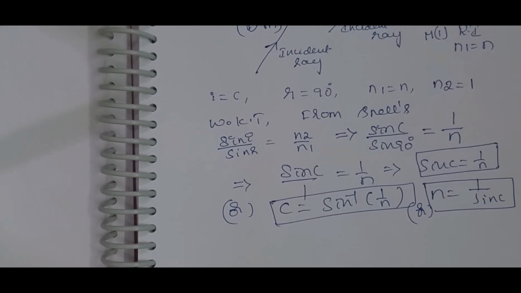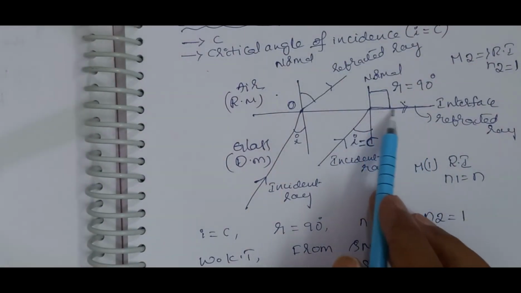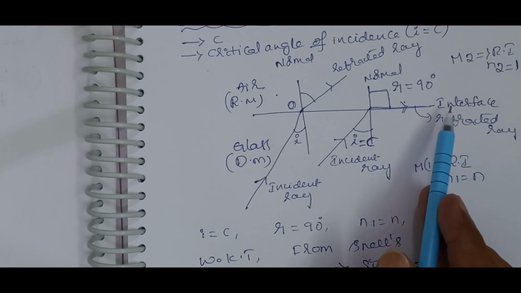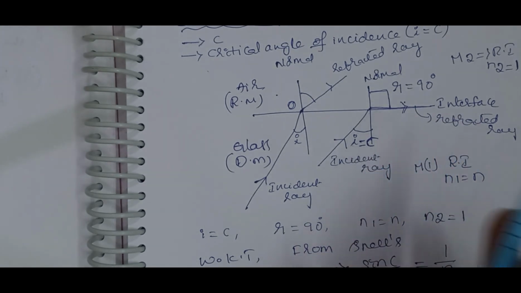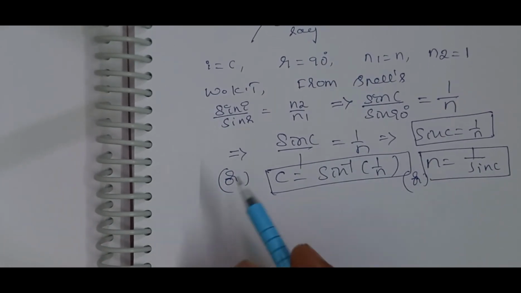So now what is the definition of critical angle? మీరు ఇక్కడ గమనిస్తే ఏ యాంగిల్ ఆఫ్ ఇన్సిడెన్స్ వద్ద అయితే రిఫ్రాక్టెడ్ రే అనేది ఇంటర్ఫేస్ వెంబడి ట్రావెల్ అవుతుందో అప్పుడు ఆ యాంగిల్ ఆఫ్ ఇన్సిడెన్స్ను క్రిటికల్ యాంగిల్గా తీసుకుంటాం.